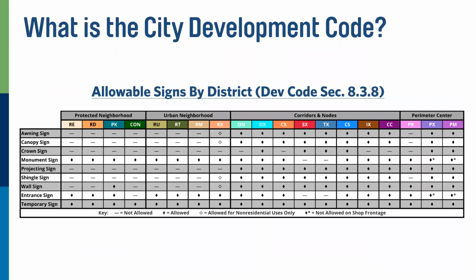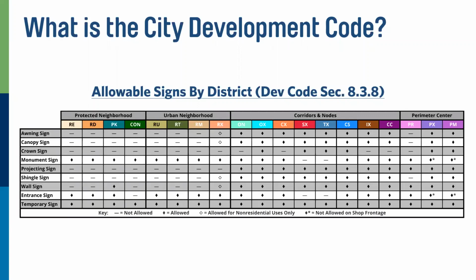So in the development code, we have a table here that basically shows you where certain signs are allowed. These are the 9 different signs that we have over here. And these are the different neighborhoods as far as zoning. You have protected neighborhoods, that's your traditional neighborhoods, what's allowed and what's not allowed. Urban neighborhoods would kind of be like, say, some townhouses along Roswell Road or something like that. So these are basically your neighborhoods.